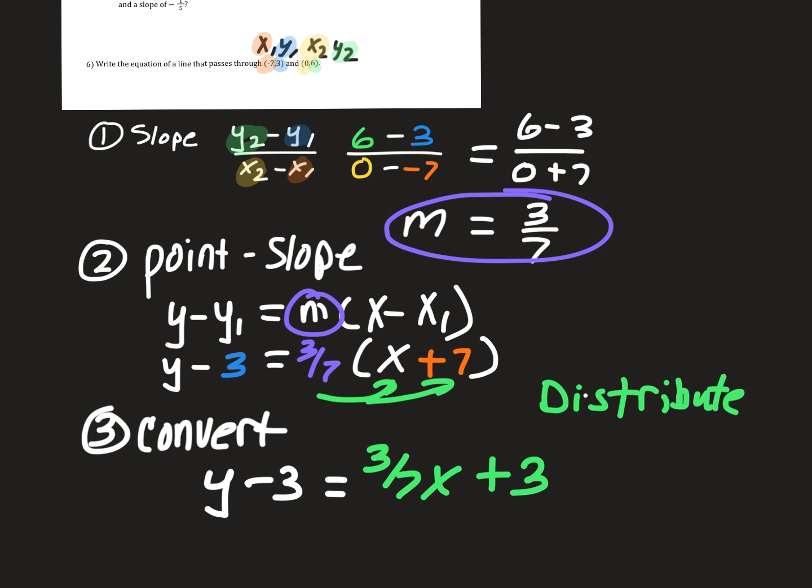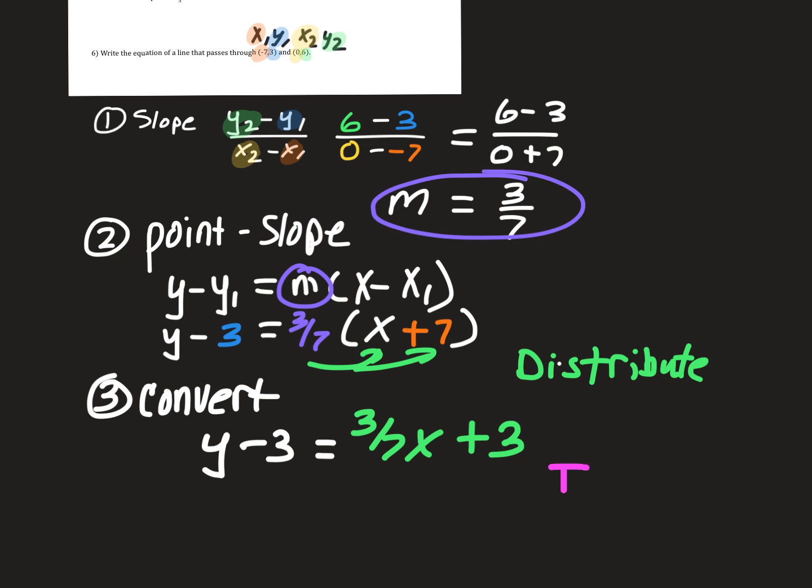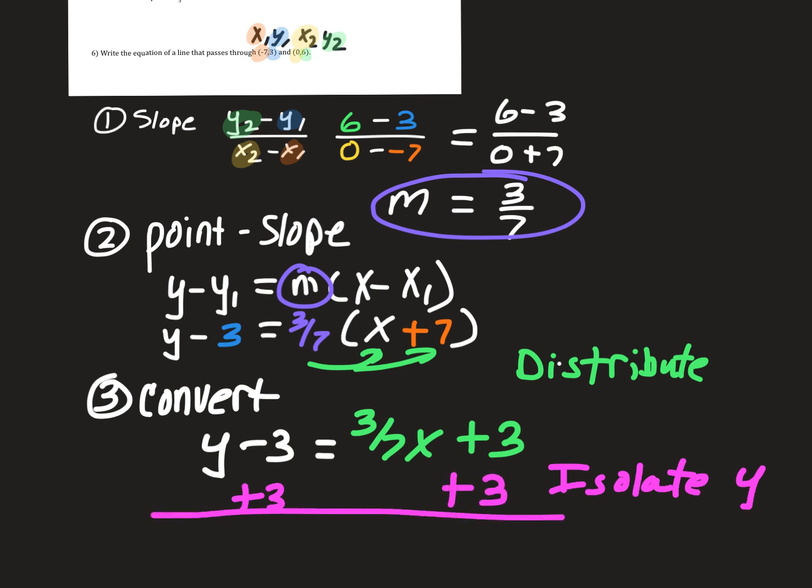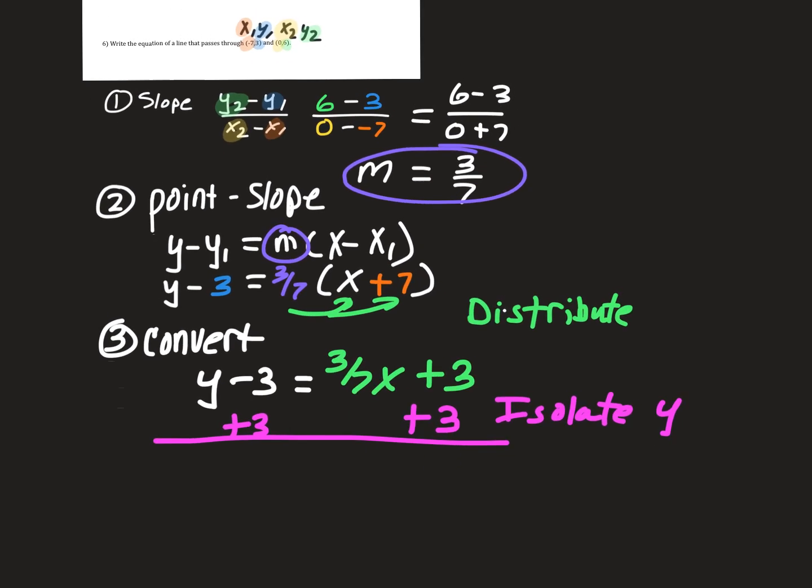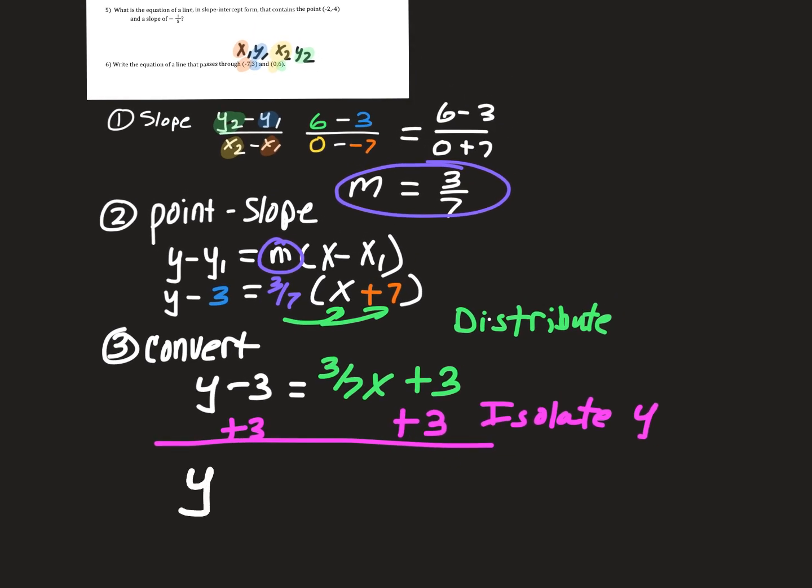And then finally, for our last step, we're going to isolate the y. So to get rid of that minus 3, we're going to do a plus 3 on both sides. And here you have it, friends. We've got y equals 3 over 7x plus 6.